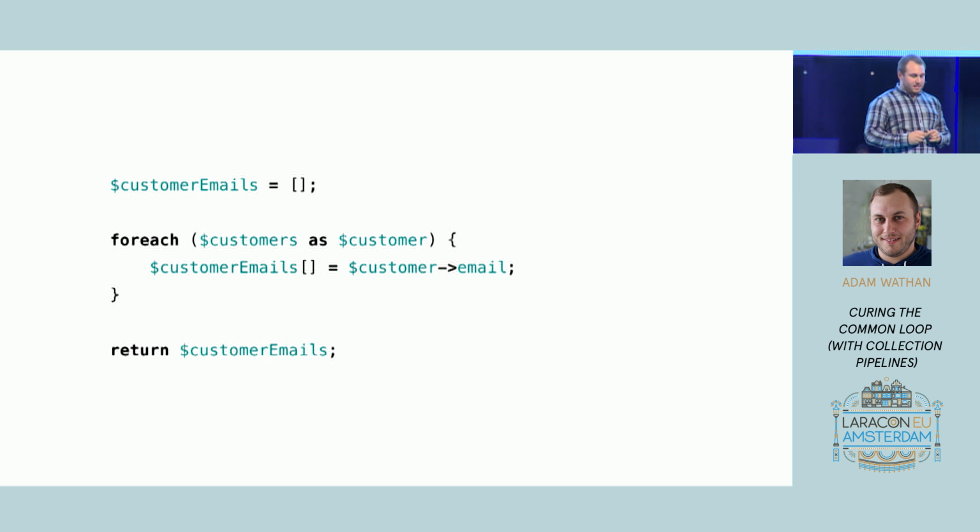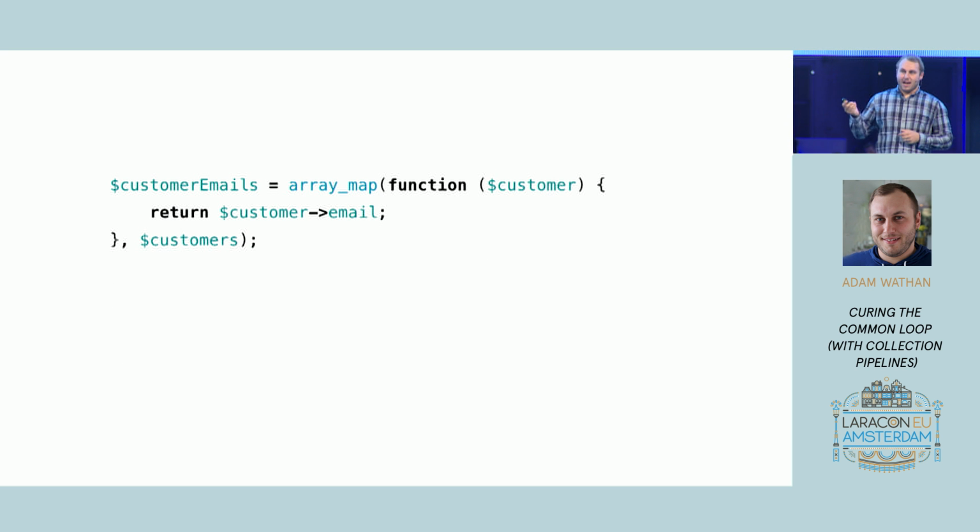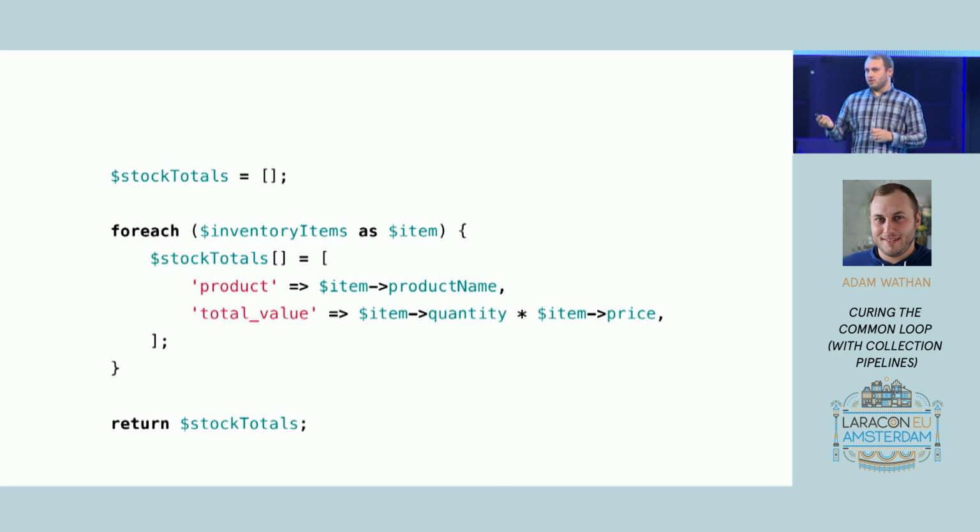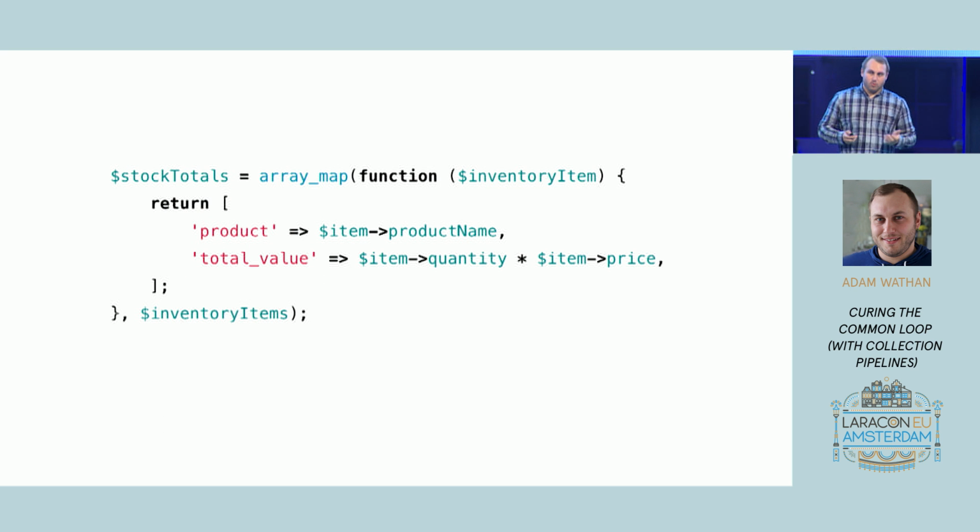So now if we take this loop code here where we're trying to extract those customer emails, instead of creating this initial empty array and building it up by stuffing each item's email into it, we can replace that with just a call to array map that takes that array of customers and maps it into an array of that customer's emails. We can do the same thing with a stock totals example. We just take this whole loop and replace the entire thing with a call to array map where we return that data structure.